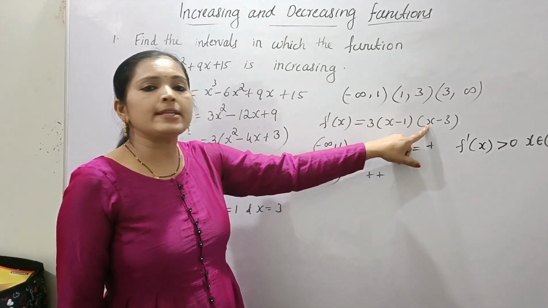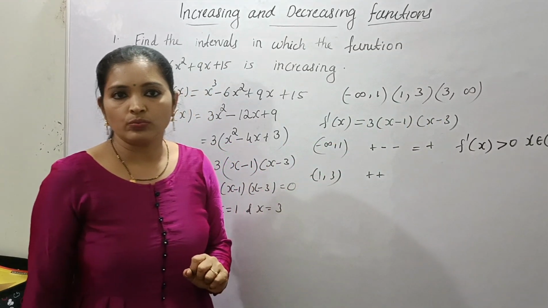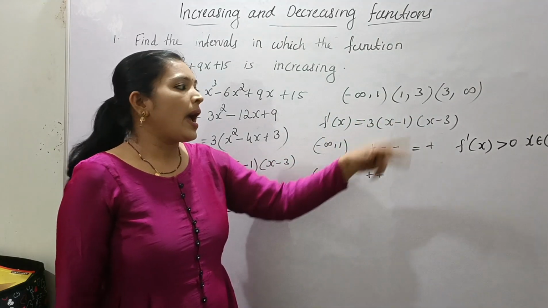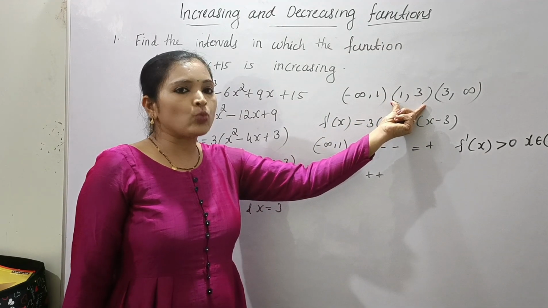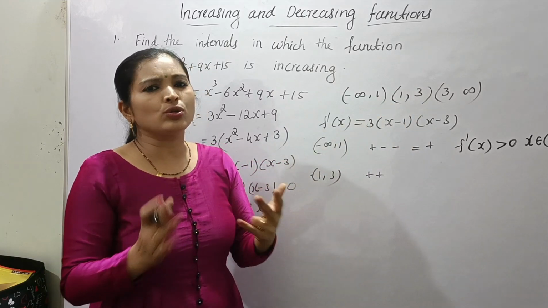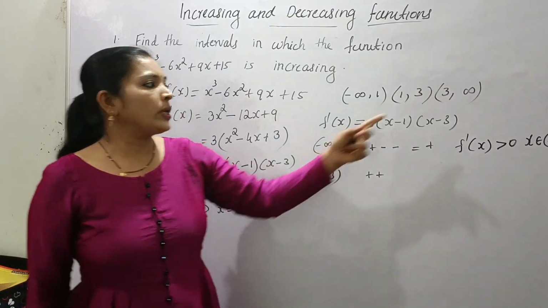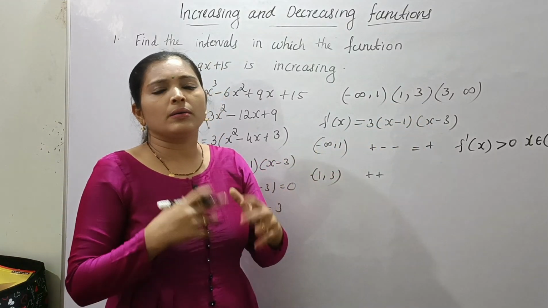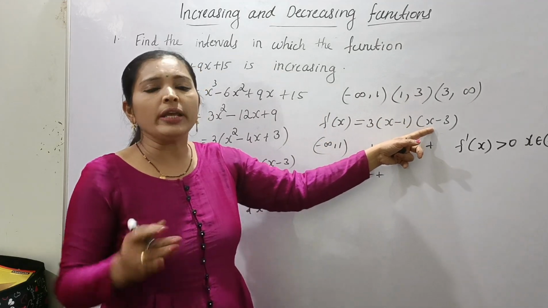If you substitute x is equal to 1, you will get minus 2. Right? 1 minus 3 is minus 2. And see, the interval is 1 to 3. So the values only between 1 and 3 are nothing but 1 point something, 2 point something, and so on. So here you just test by substituting any values.